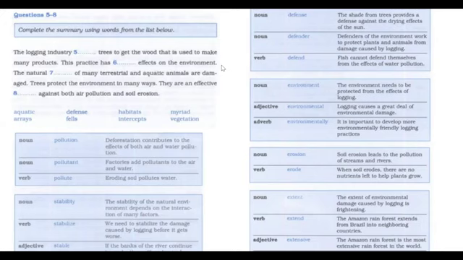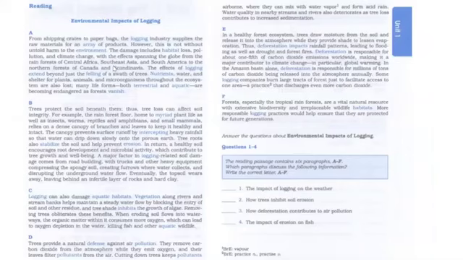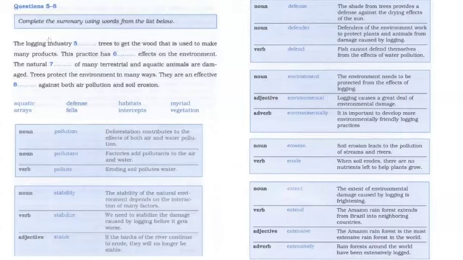Three: to get the wood that is used to make many products. What are the main keywords? Here I would say definitely logging industry, wood, and many products. These are the keywords that we will try to find in the text. Here you can see already: logging industry supplies the raw materials for an area of products. So we already have that "area of products" is a synonym of many products.